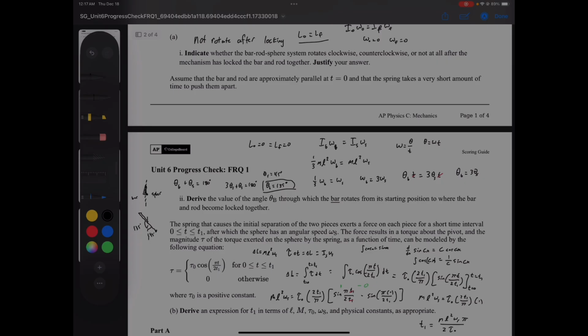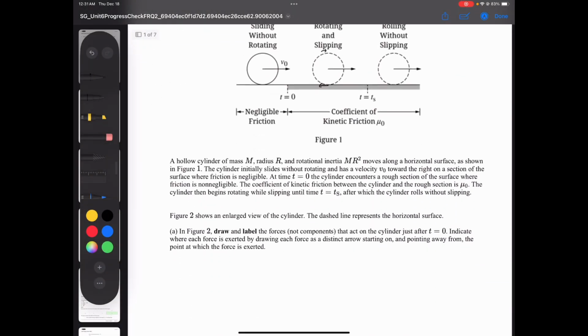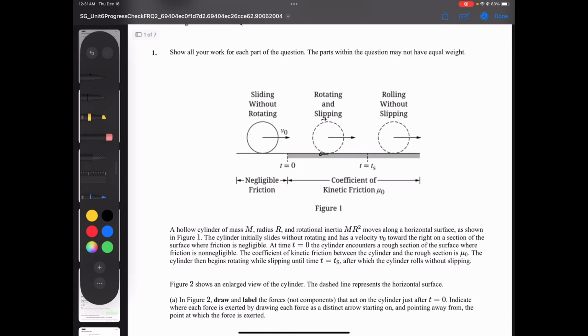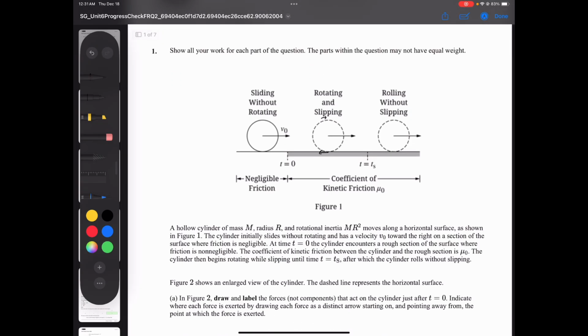All right, so a bit of an interruption, but we're moving on to the second FRQ. Here we have a hollow cylinder. It's sliding without rotating in a region with negligible friction, and then it enters a region where there is some kinetic friction, where it's rotating and slipping at the same time. And then eventually the cylinder slows down enough to where it begins to roll without slipping, right?